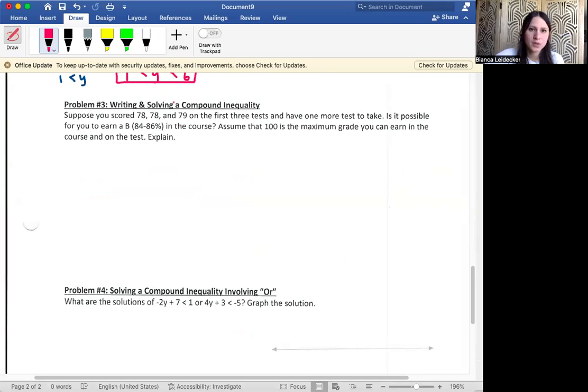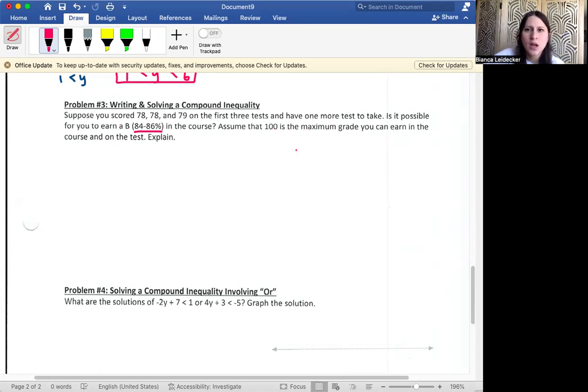Problem 3. Let's read this. Suppose you scored 78, 78, and 79 on the first 3 tests and have one more test to take. Is it possible for you to earn a B in this course? A B is between 84 and 86. Assume that 100 is the maximum grade you can earn in the course and on the test. Explain. So what are we going to do here?